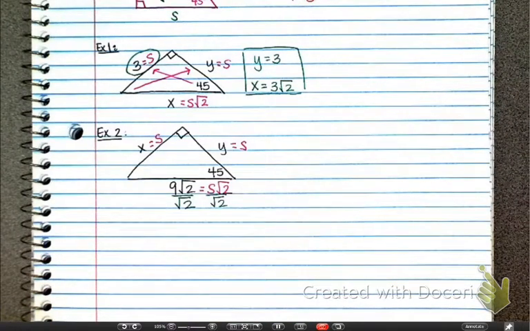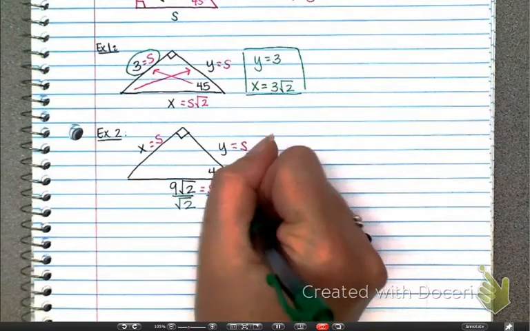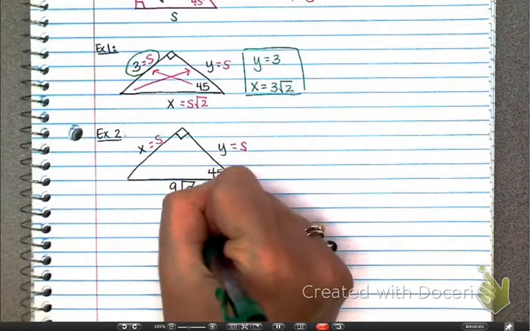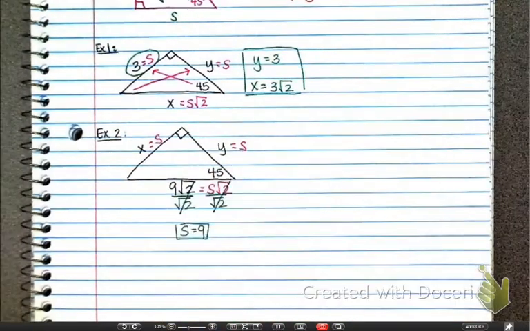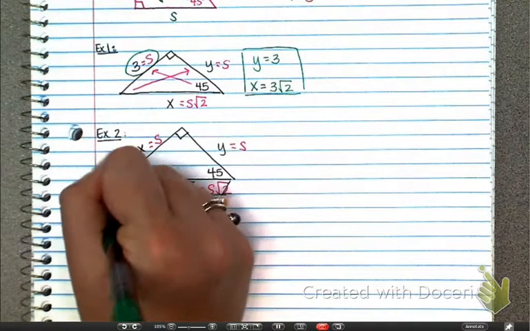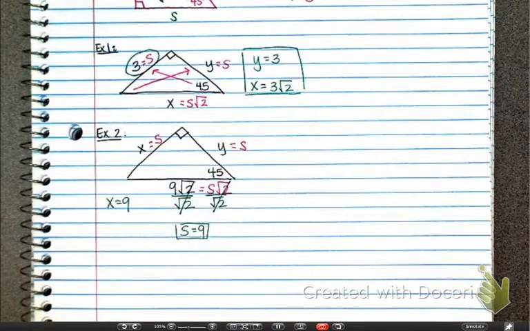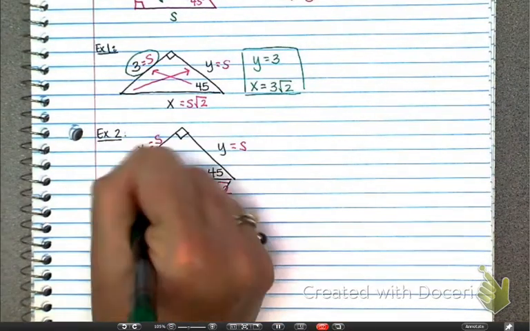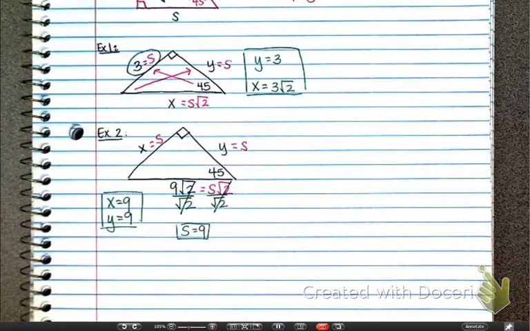What happens? The radical 2's cancel. So S equals 9. What is X going to equal? 9. What is Y going to equal? 9. So once you solve for S, then you're just plugging it back in.